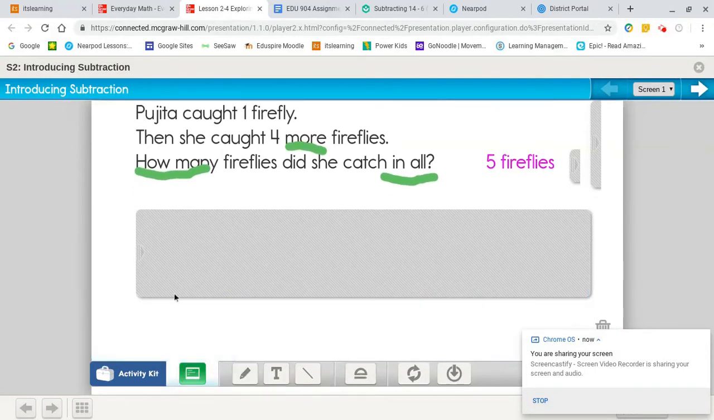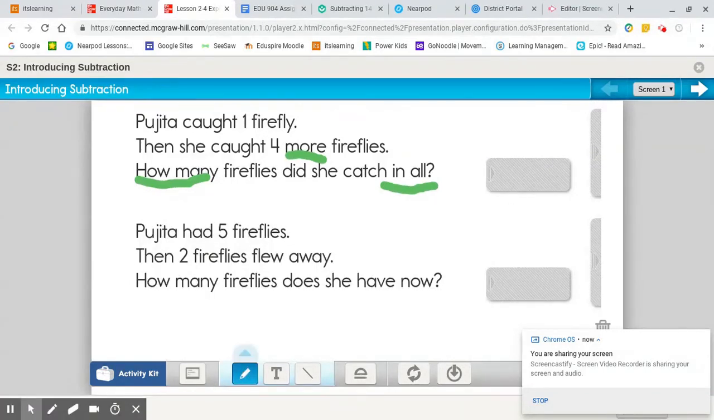All right, now we're going to take a look at the second problem here. Okay, now I want you to go ahead and get out your math journal and turn to the next page that has a new sticker on it. I put in a new sticker. At the top, it says Exploring Subtraction. Okay, so now let's take a look at the second problem. It says, Wahida had 5 fireflies. Then 2 fireflies flew away. How many fireflies does she have now?